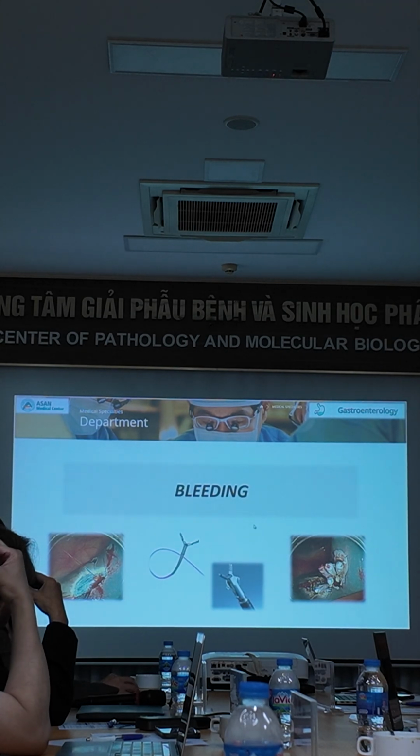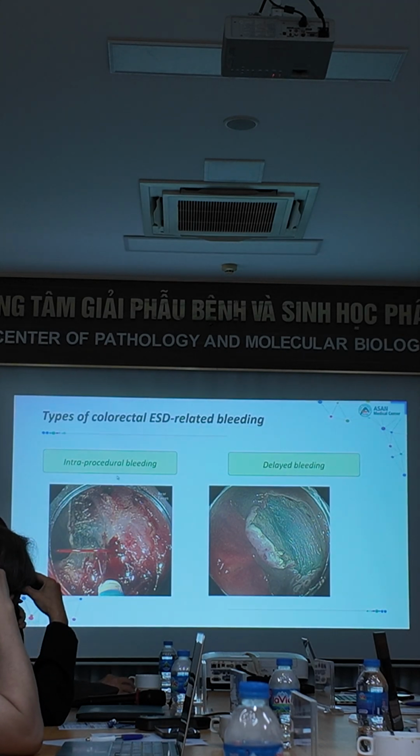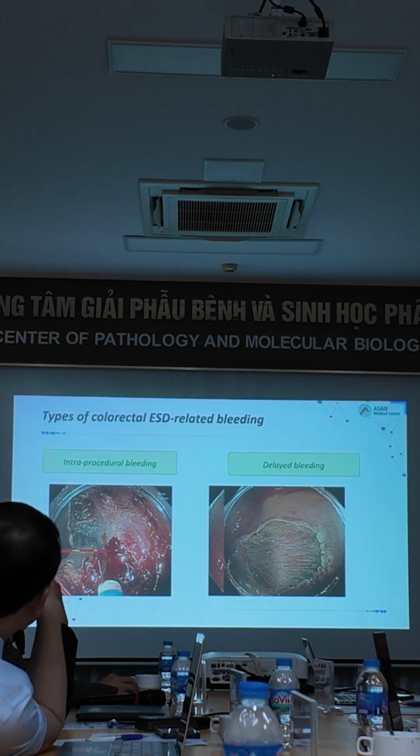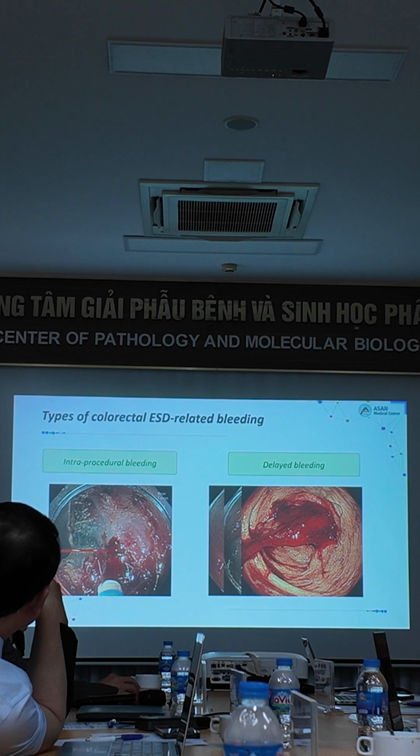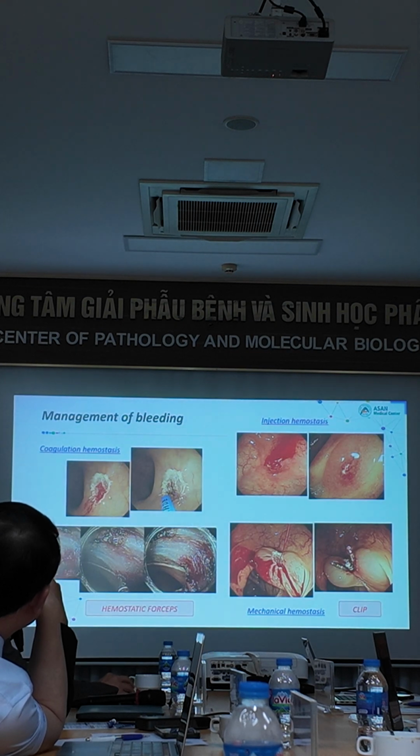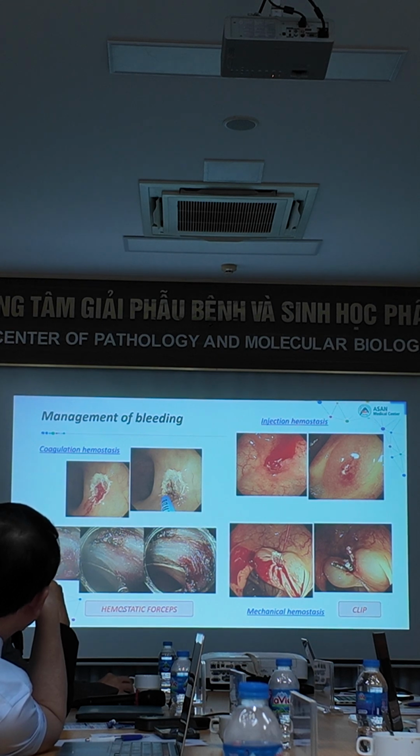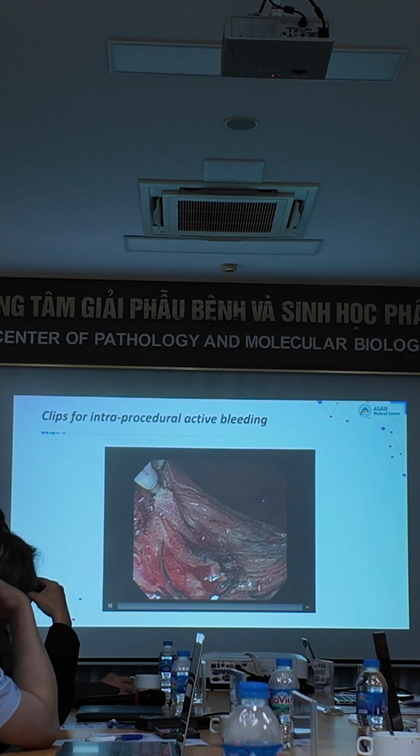Okay, now let me move on to the bleeding. So there are also two types of bleeding, intra-procedural bleeding and delayed bleeding after completion of colorectal ESD. And there are several types of endoscopic hemostatic methods. In case of colorectal ESD, coagulation hemostasis using hemostatic forceps or mechanical hemostasis using endoscopic clipping are the two most commonly used methods.